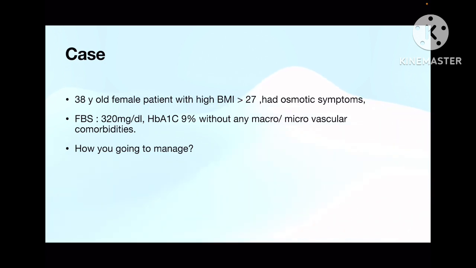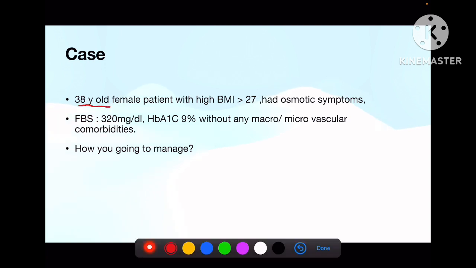The things you have to understand here: this patient is 38 years, means a young patient with a high BMI. Those are things you have to consider prior to starting your treatment. And the HbA1c is also not at our target level, it is high, and the fasting blood sugar is also 320. So how are you going to manage this patient? Our first line drug is metformin, because there is no contraindication to starting metformin, since she is an obese and young patient. As the first line drug, you can start metformin for this patient.